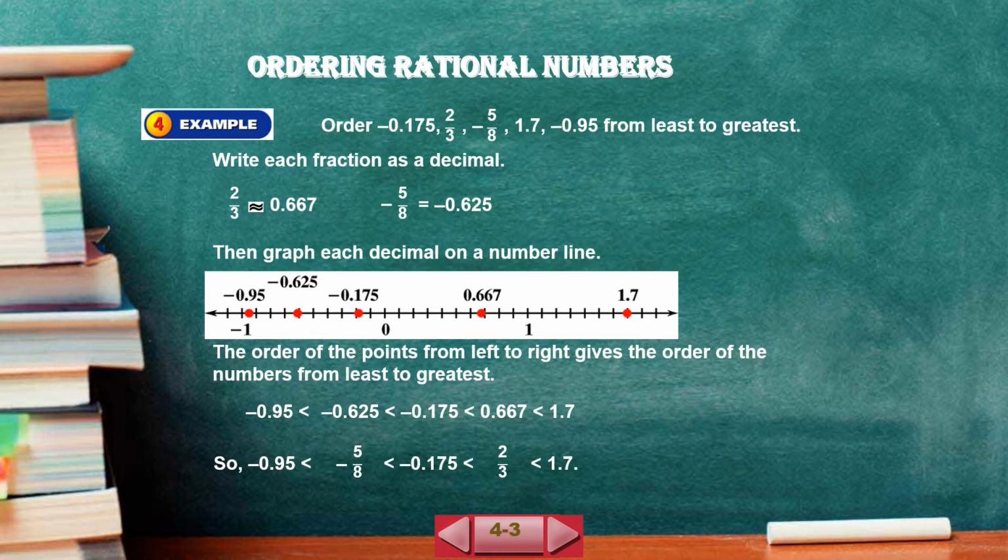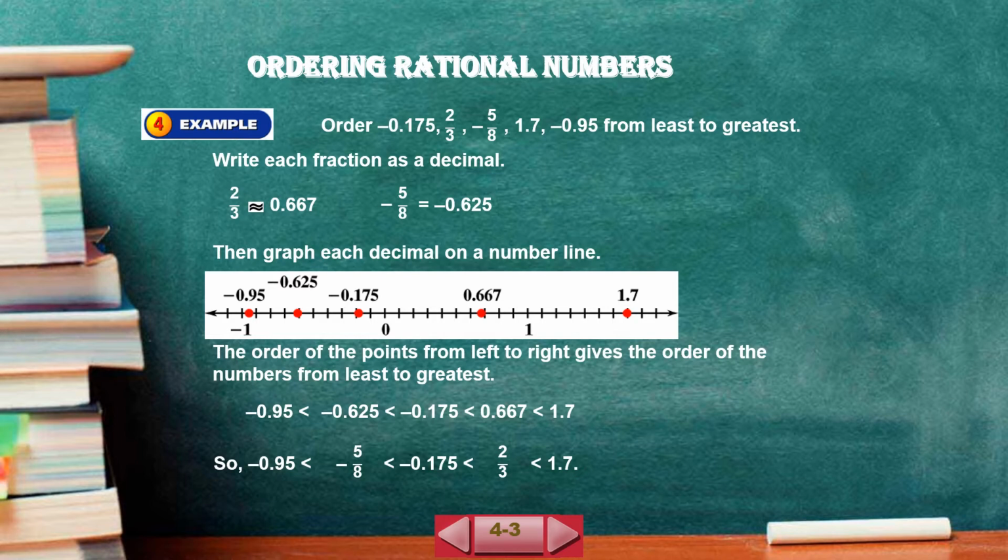So, may ilalagay na natin siya in a number line. And then, madali natin ma-identify kung sino yung mababa at pinakamalaki. So, gamit ang number line, ang pinakamababa ay negative 95 hundredths, followed by negative 625 thousandths, and then followed by negative 175 thousandths, then 667 thousandths, and then 1 and 7 tenths. Okay. From left to right po yun. Kaliwa pa kanan. Yung pinakakaliwa, yun yung pinakamababa hanggang pumunta sa pinakakanan at pinakadulo, yun yung pinakamataas.